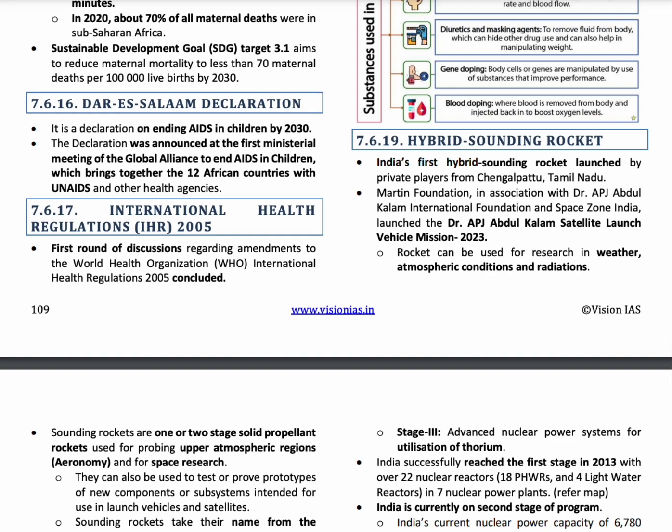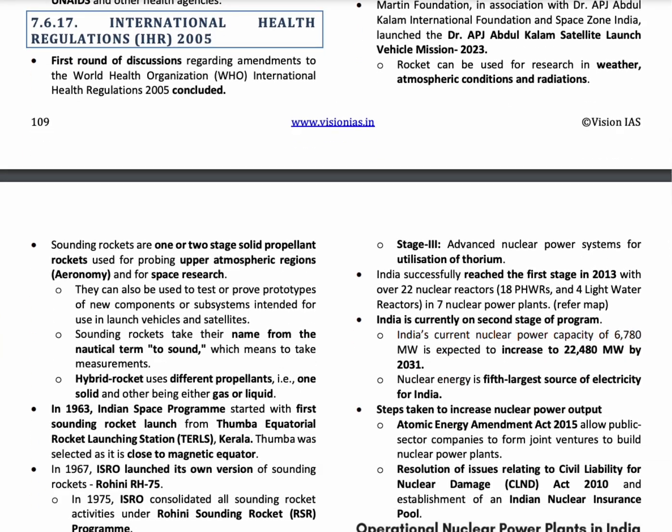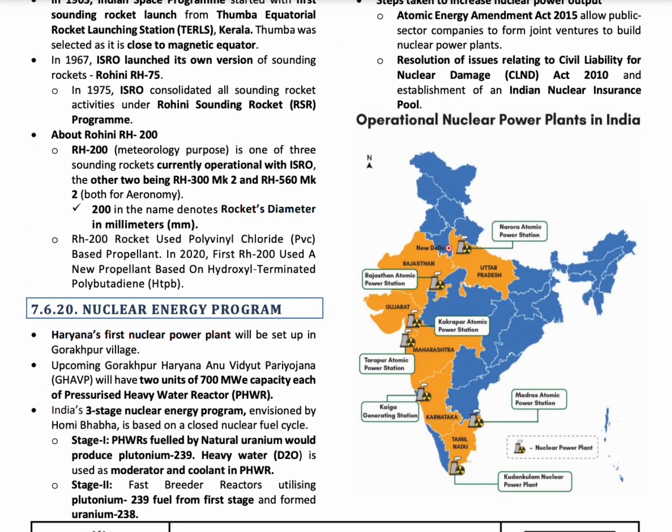The next topic is hybrid sounding rocket. So if a rocket uses different propellants, one solid and the other liquid or gas, it is called a hybrid rocket. So sounding rockets are one or two stage solid propellant rockets used for probing upper atmosphere regions and for space research. So India's first hybrid sounding rocket was launched by private players from Chengalpattu in Tamil Nadu. The next topic is nuclear energy program. So Haryana's first nuclear power plant will be set up in Gorakhpur village.